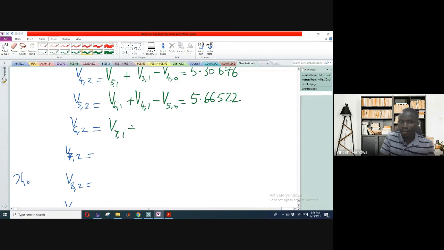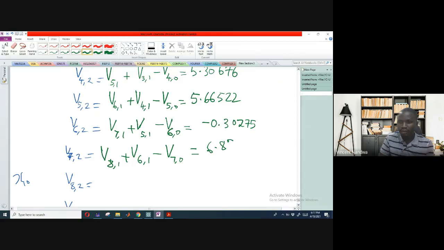This is v7,1 plus v5,1 minus v6,0, which gives you minus 0. This is a strange value, an abnormality here, 0.0275. And then v7,2 is v8,1 plus v6,1. Please confirm from the formula v7,0. Putting in the values, you get 0.68545.